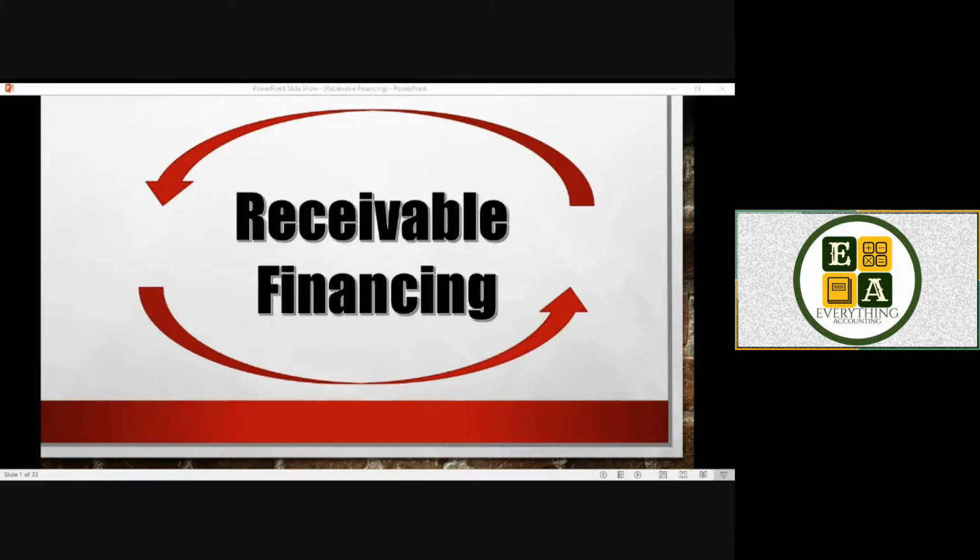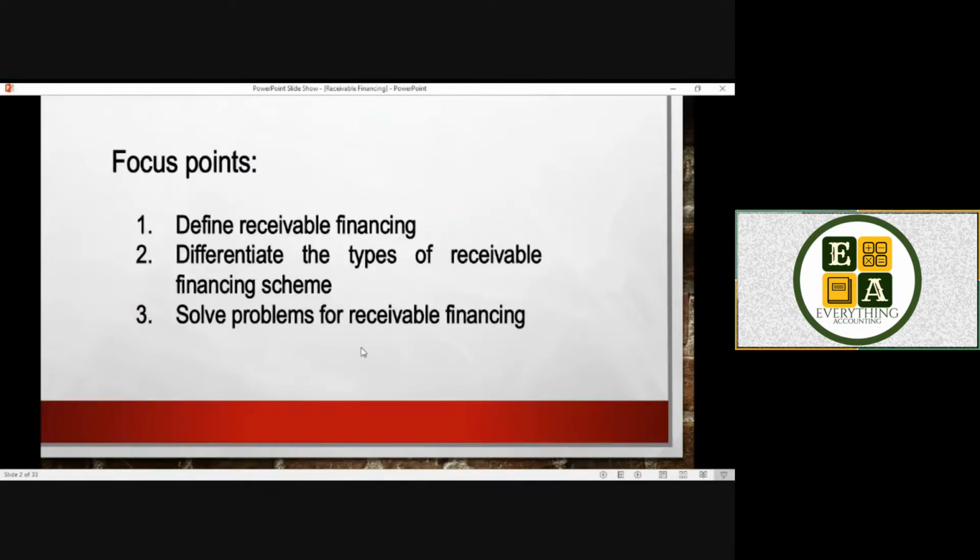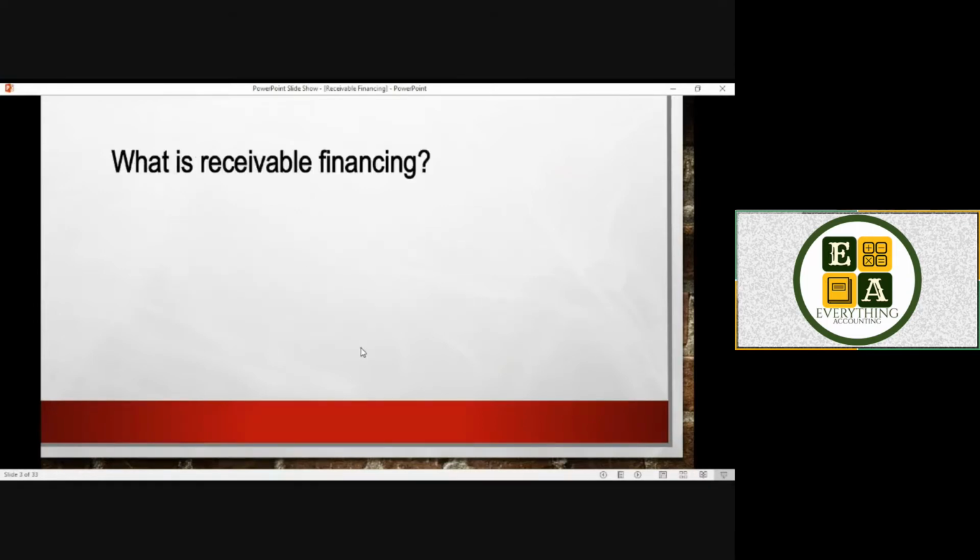Receivable financing. Our objectives for receivable financing are as follows. First, to define receivable financing, then differentiate the types of receivable financing scheme and solve problems for receivable financing. So to begin with the discussion, what is receivable financing?